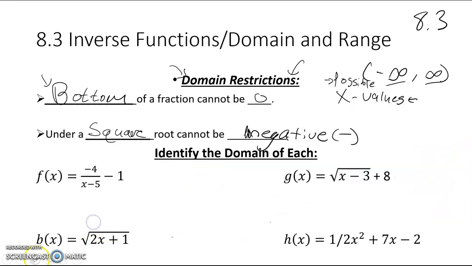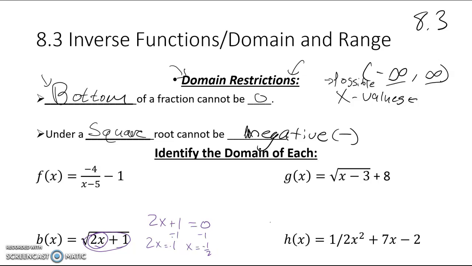All right, so going on to b of x here, this one right here. Again, 2 things. Do I have an x on the bottom of a fraction or underneath the square root? I have an x underneath the square root. So what I'm going to do is take 2x plus 1, the whole thing, and set it equal to 0. If I solve, I'm going to get 2x equals negative 1, so x equals negative 1 over 2, excuse me.